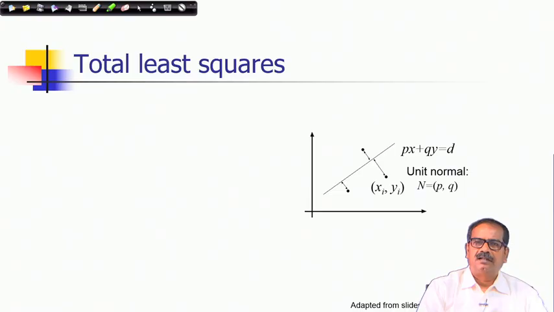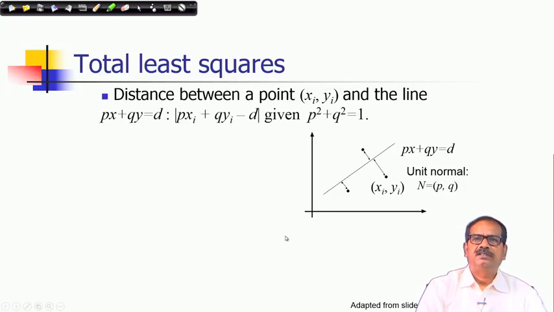So, the normal direction of this line is given by p, q, that is the property, as you can see. The distance between a point and the line, as I mentioned, you have to consider the perpendicular distance, which is algebraically given in this form, p x_i plus q y_i minus d, given p square plus q square equals 1. So, you have to consider that representation where p and q are related with this form, p square plus q square equals 1, that you can always make in your straight line equation by choosing appropriate d or scaling them.